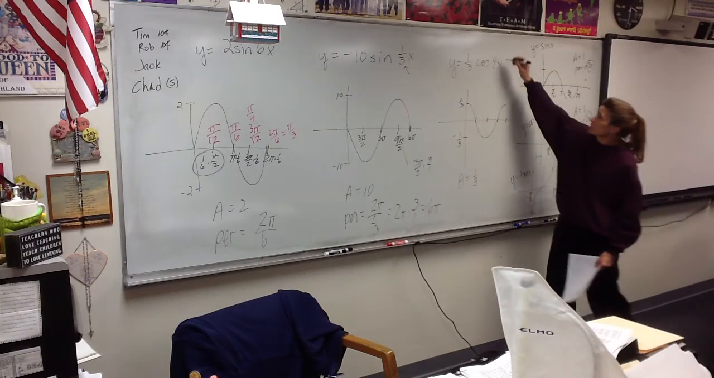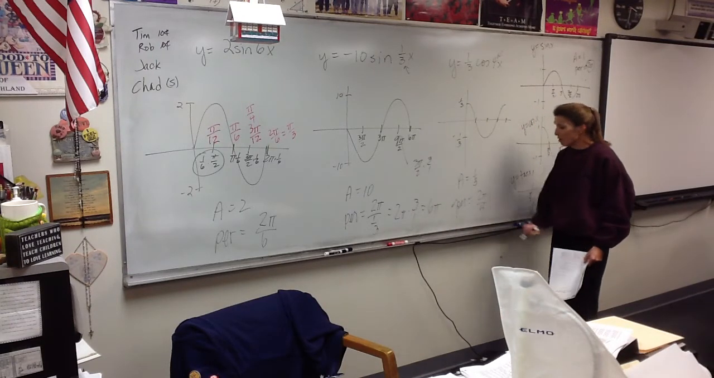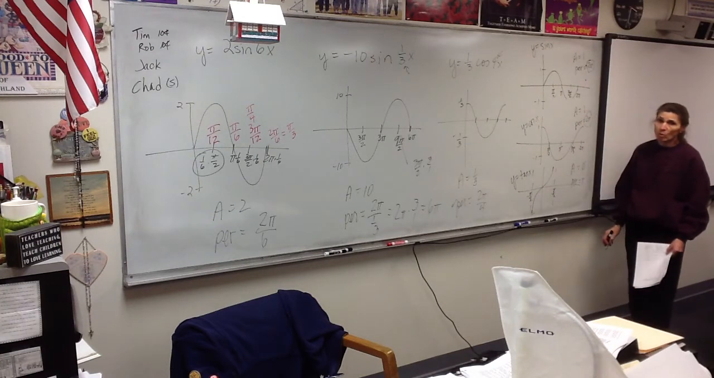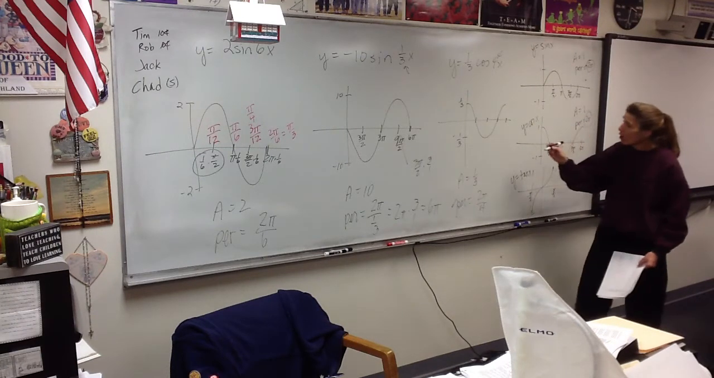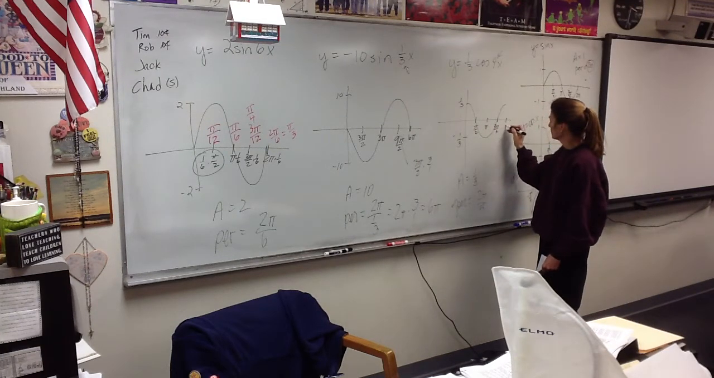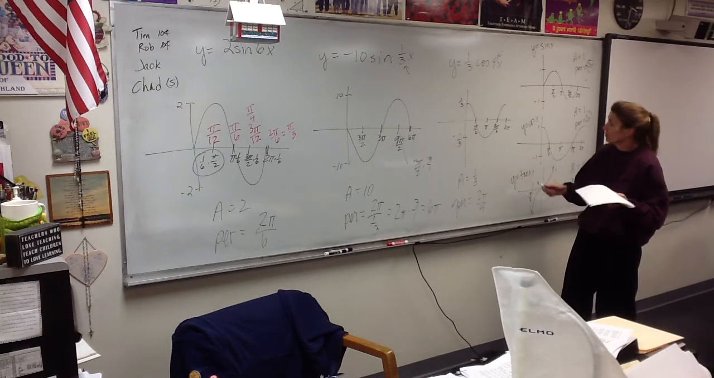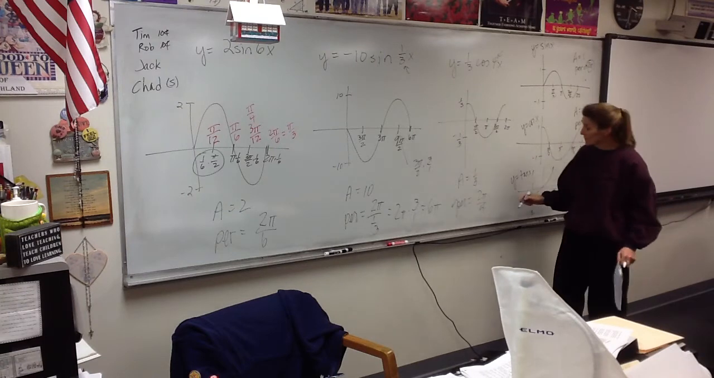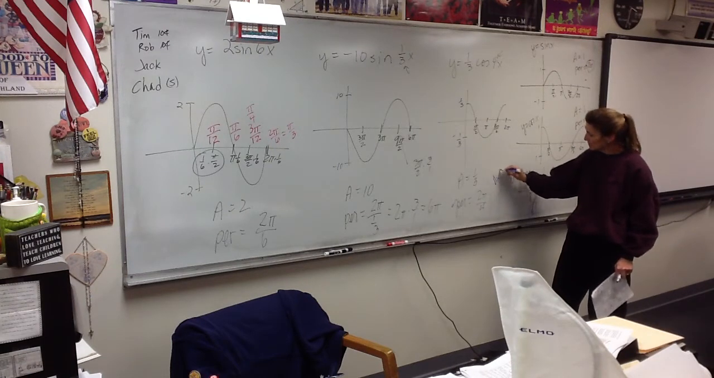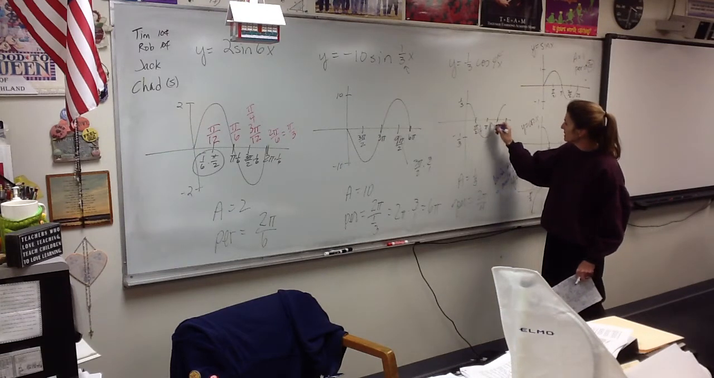Our period has been changed. It should be 2 pi, but now it's been divided by 4. That means that all of your labels, these are the regular labels, are timesed by 1/4. Dividing by 4 is the same as multiplying by 1/4. So I'm going to take each of these times 1/4.